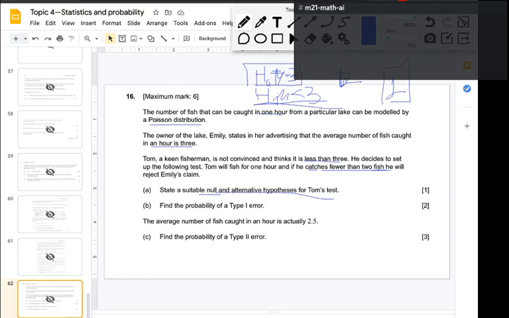So, find the probability of a type 1 error. A type 1 error is a false positive. That means when you caught exactly 1 or less than 1 fish, however, the mean is actually more than that.